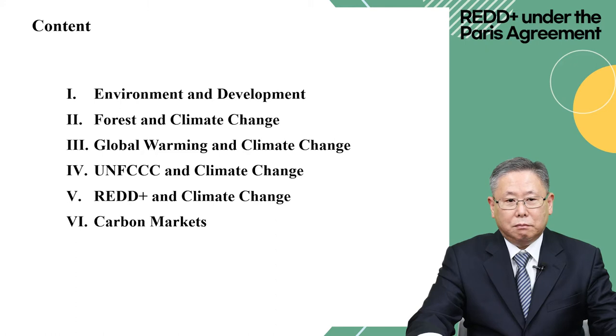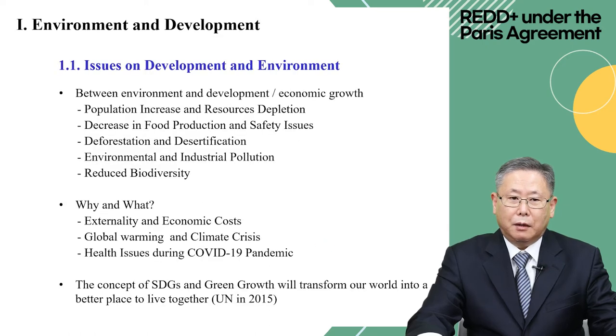My topic consists of six chapters: environment and development, forest and climate change, global warming and climate change, UNFCCC and climate change, and finally, REDD Plus and climate change. And I will introduce carbon markets. First, environment and development. Issues on development and environment.